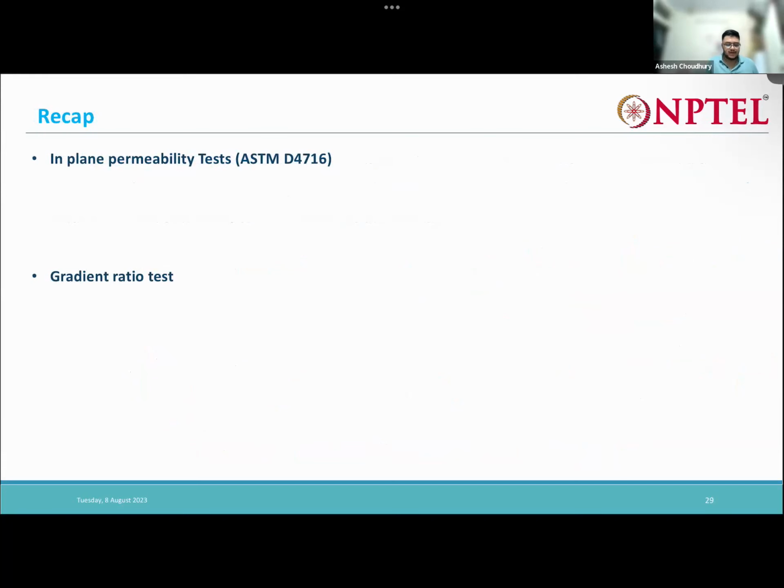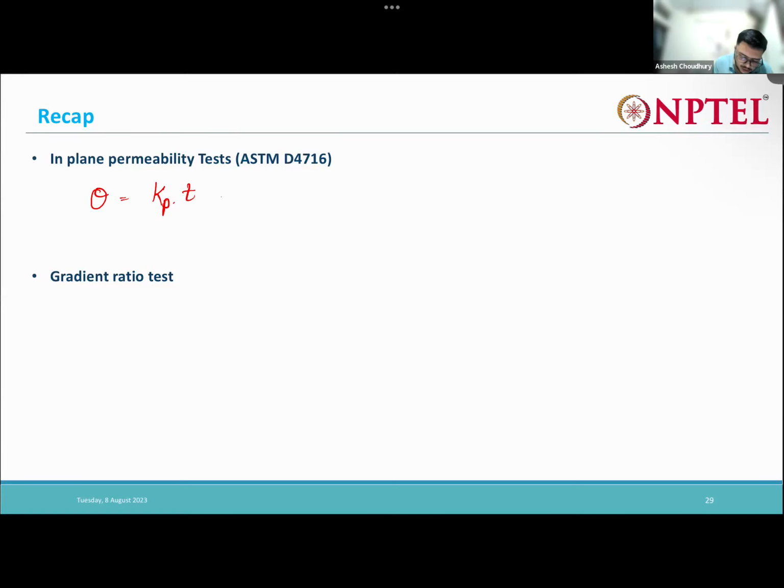Next, we have the in-plane permeability test. In-plane permeability test means the flow is occurring along this plane. Okay, the flow is occurring along the plane, not cross plane. So in the in-plane permeability test, the main parameter we need to find out is the transmissivity. That is theta. Theta is called the transmissivity. Transmissivity is nothing but the coefficient of in-plane permeability into the thickness.